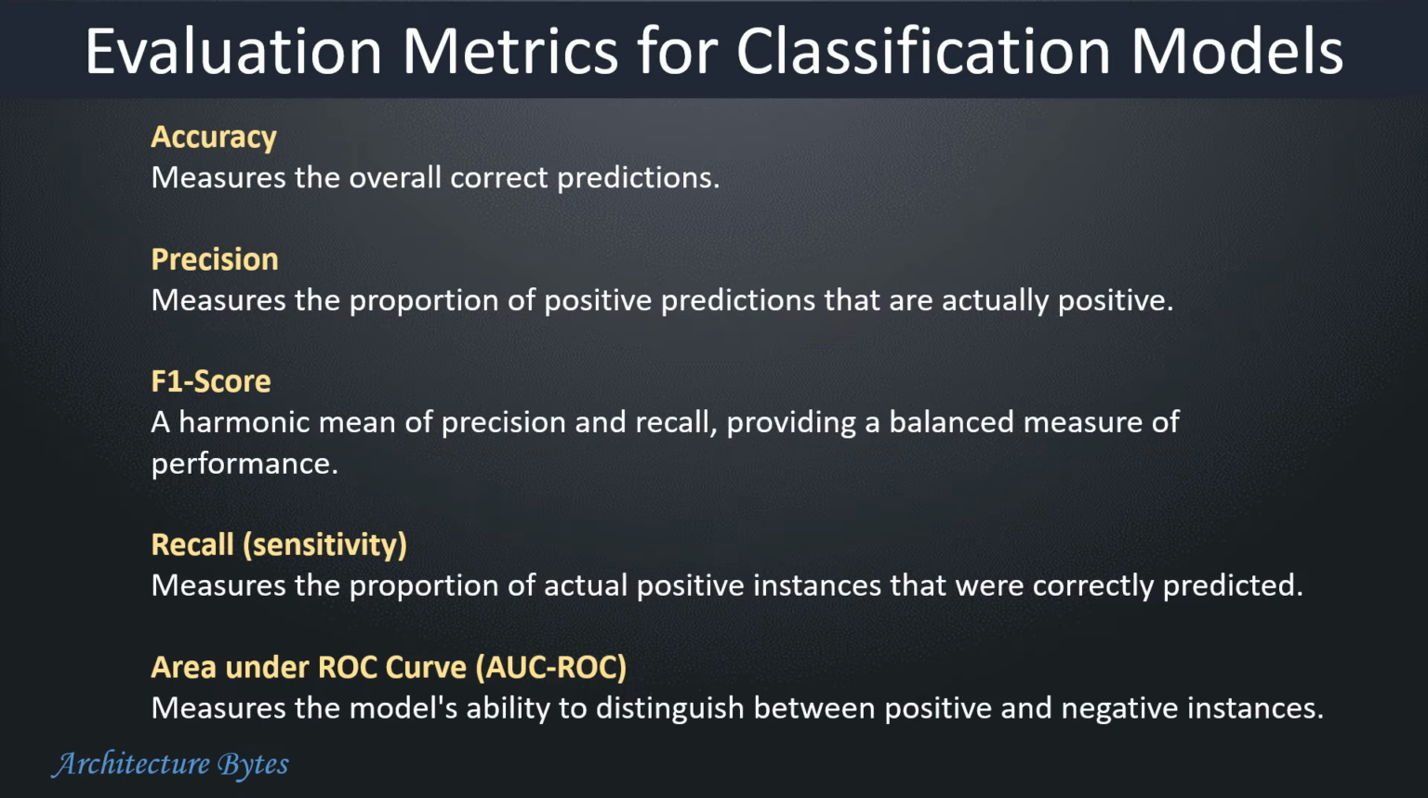Accuracy measures the overall correct predictions. Precision measures the proportion of positive predictions that are actually positive. F1 score is a harmonic mean of precision and recall, providing a balanced measure of performance. Recall sensitivity measures the proportion of actual positive instances that were correctly predicted. Area under ROC curve, or AUC, measures the model's ability to distinguish between positive and negative instances.